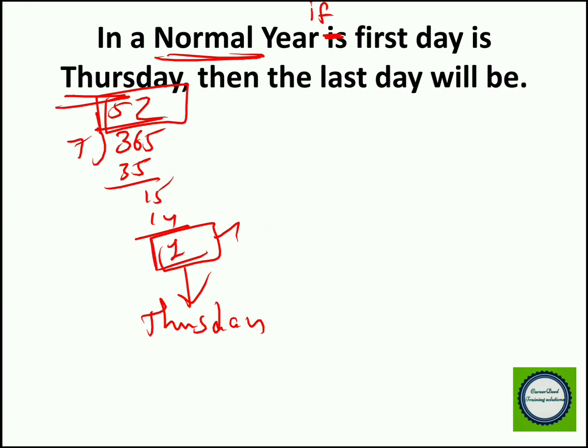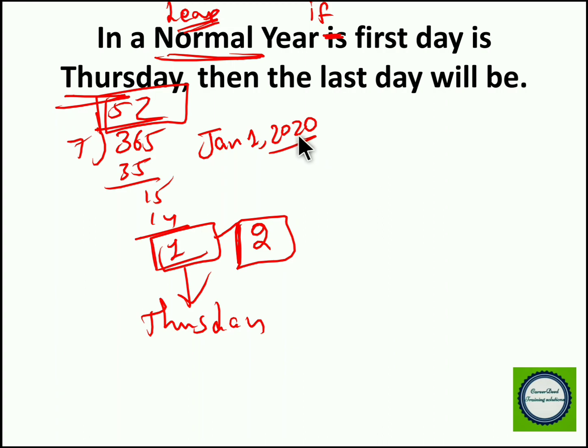Now instead of a normal year, if you have a leap year, you know in a leap year you have 366 days in total. So you will get 2 extra days, that is 2 odd days, in a leap year. For example, January 1, 2020 is a leap year, right? You can easily find whether the given year is a leap year or a normal year using the last 2 digits. If the last 2 digits are divisible by 4, then it is a leap year, right?